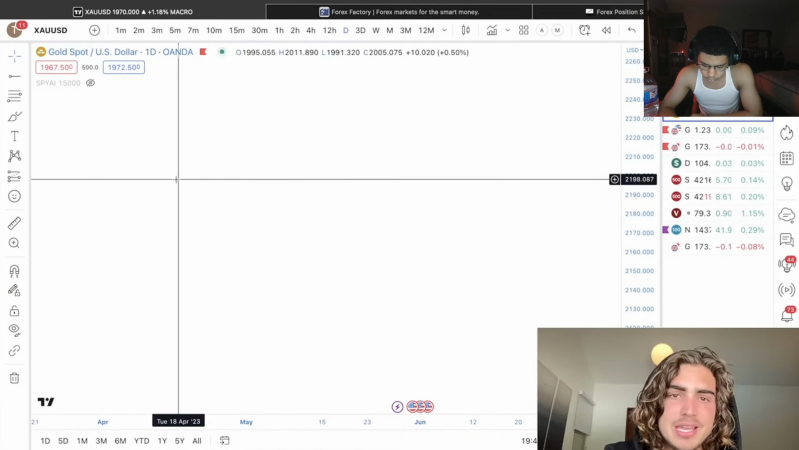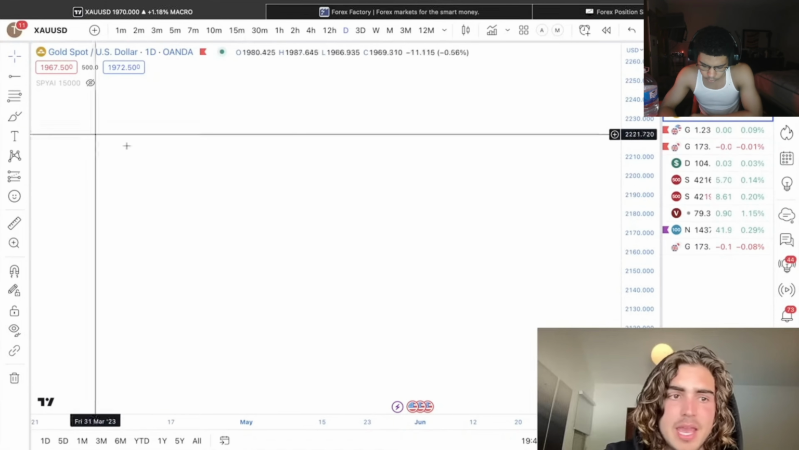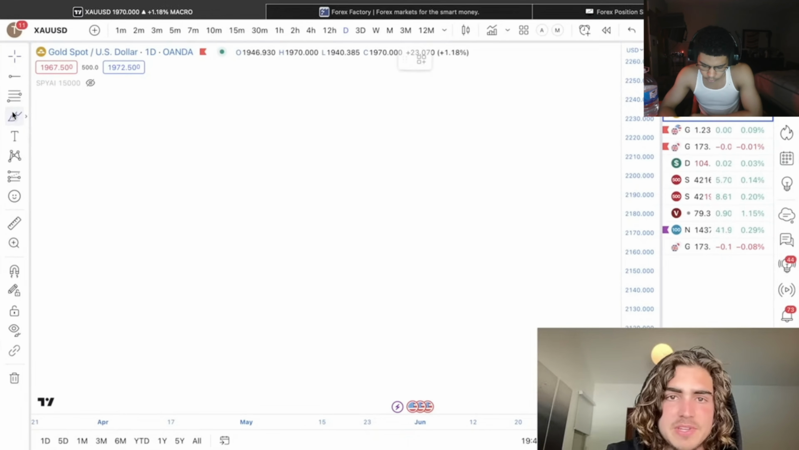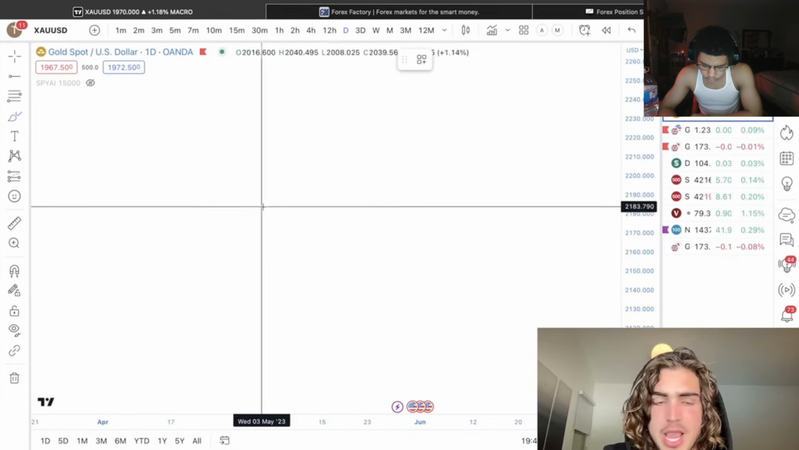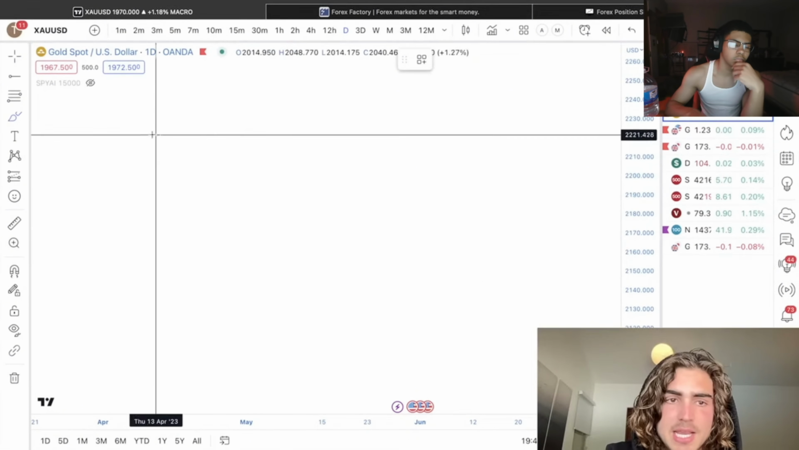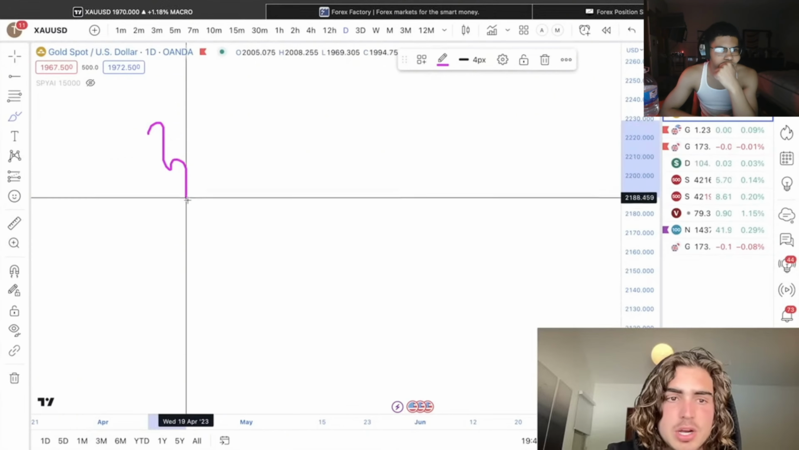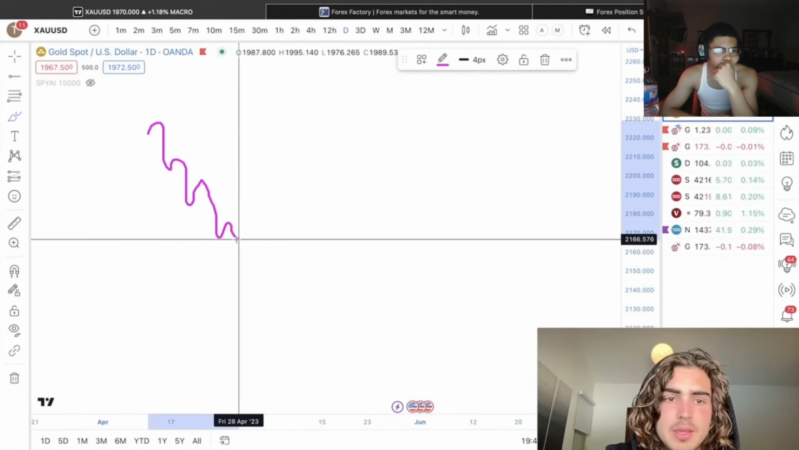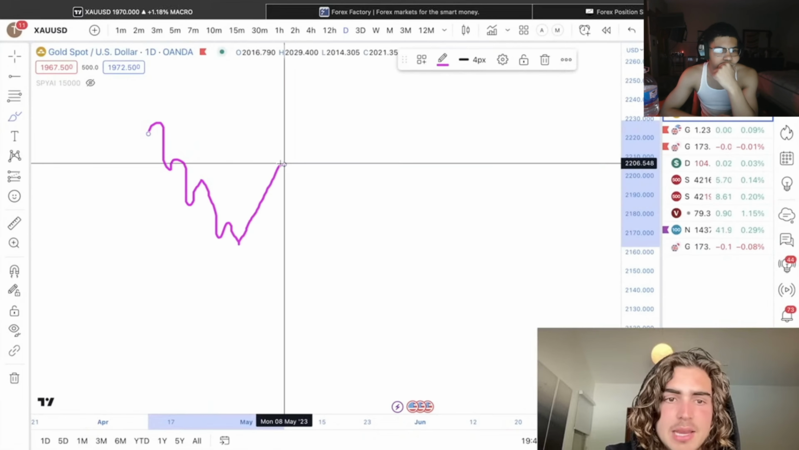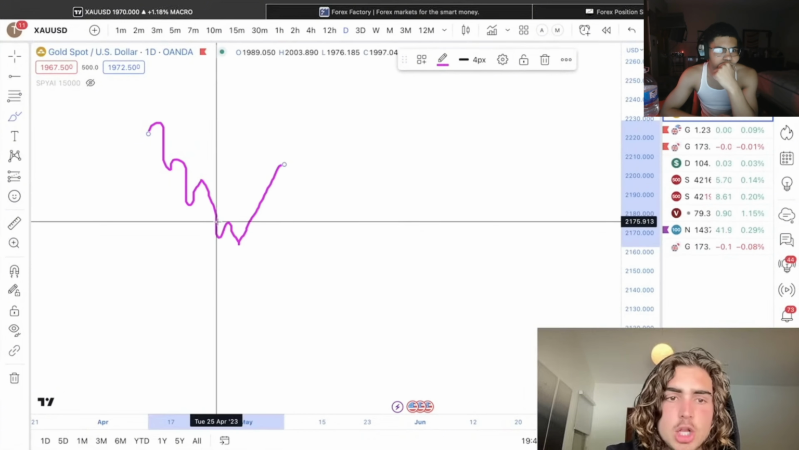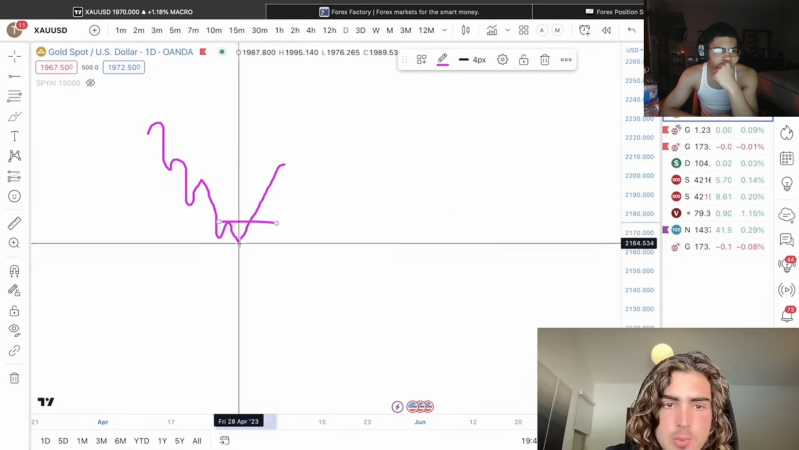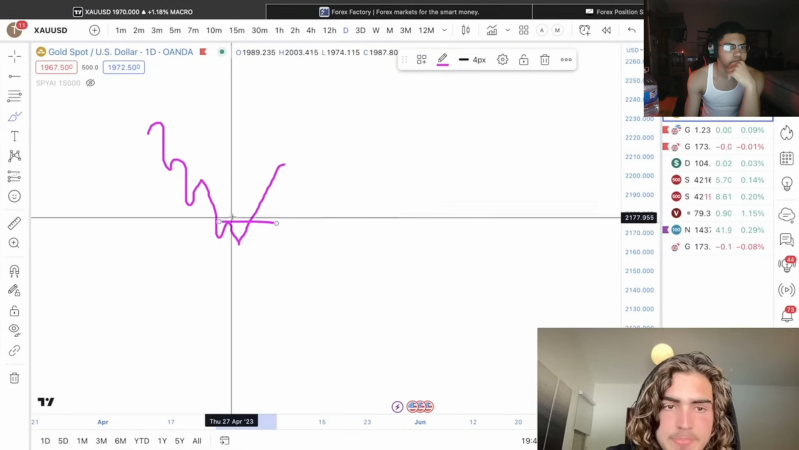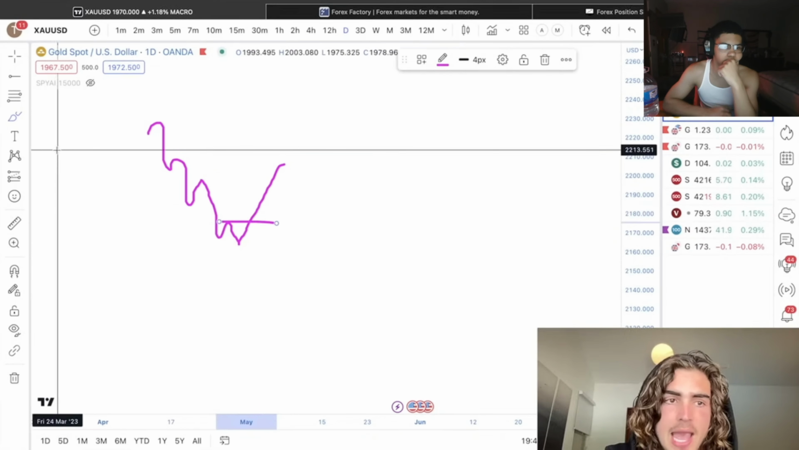Okay? A break in structure to the upside, and we'll show examples of this on the chart and through drawing. A break of structure to the upside. So that means there is a downtrend currently, right? A break of structure to the upside is when we have a closure, a candle closure, not a wick, a candle closure above a high.